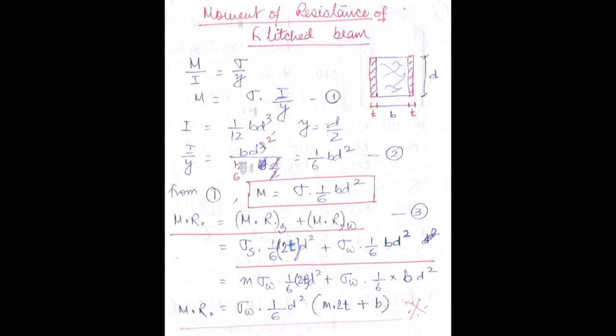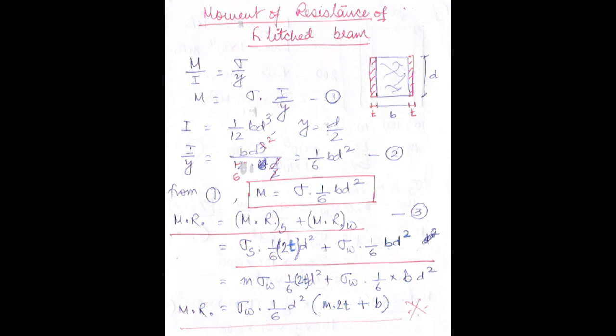What is I? Moment of inertia. I for a rectangle is 1/12 BD cube, and Y is D by 2. This is the general expression we are discussing. So I by Y is equal to 1/12 BD cube divided by D by 2. That gives I by Y equal to 1 by 6 BD square. This is also known as section modulus, if you remember, I have discussed it in my previous video. So this is 1/6 BD square. This is equation number 2.